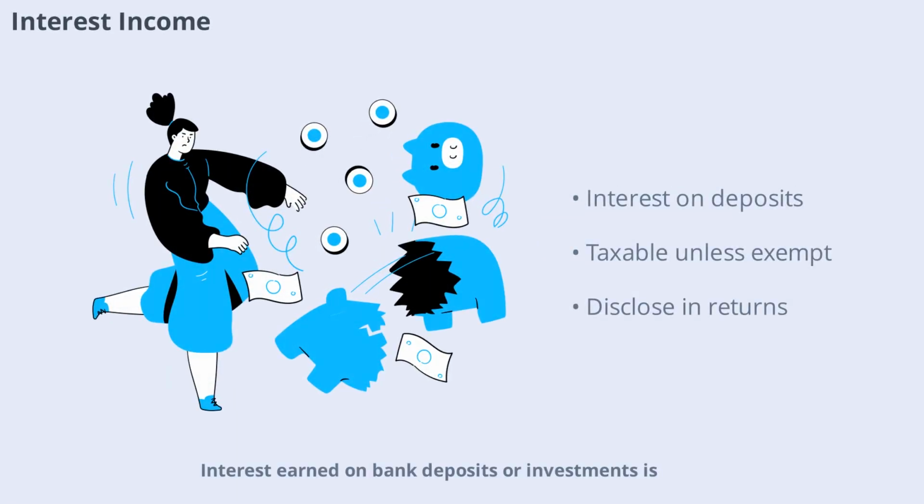Interest earned on bank deposits or investments is a common example of income from other sources. Whether you have a savings account, fixed deposit, or bonds, the interest you earn is taxable unless specifically exempted. It's important to note that this includes both recurring and one-time interest receipts. Proper disclosure of such income ensures compliance and avoids penalties. Always check if any specific exemption applies to your interest income before including it in your tax return.